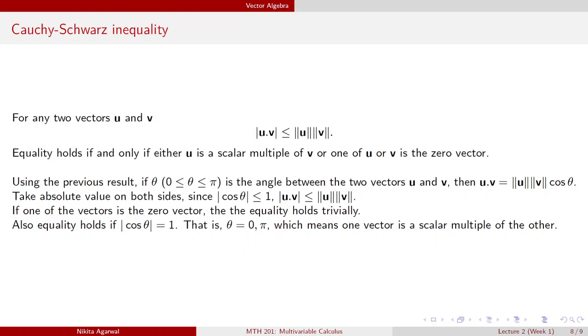So when the angle is either 0 or pi, either the vectors u and v have no angle between them, meaning they are pointing in the same direction. So you can write one as a scalar multiple of another, or if theta is pi, then one is in the opposite direction of the other. So you can again write one as a scalar multiple of another, but with a negative sign. Okay, so this is the proof for the Cauchy-Schwarz inequality.